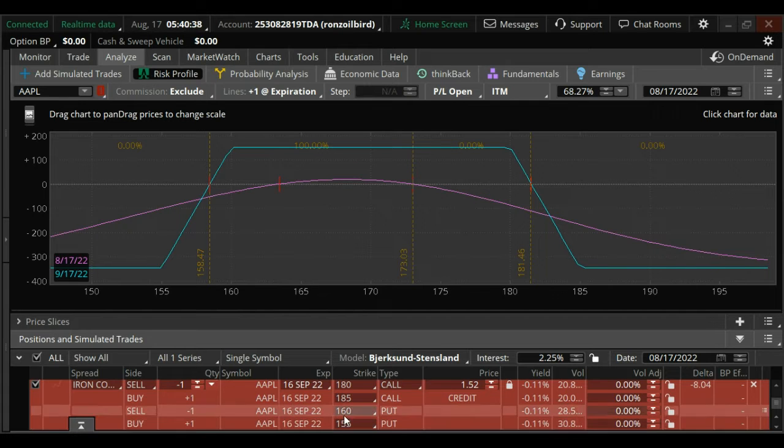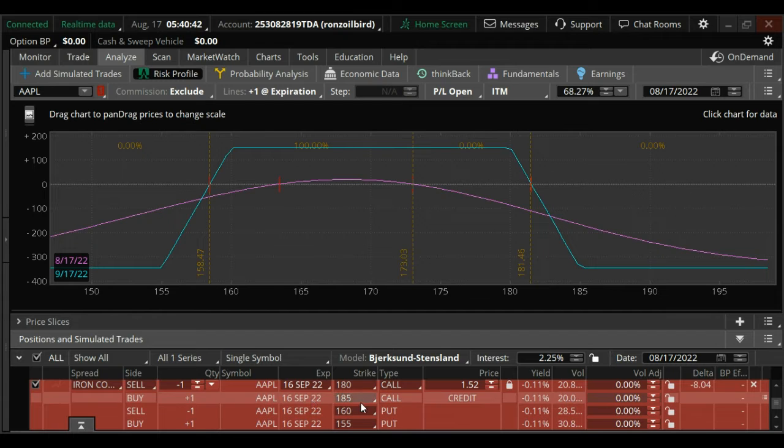I'm going to be selling the 180 call, buying the 185 call, selling the 160 put, and buying the 155. The market is currently priced at a $1.52 credit.